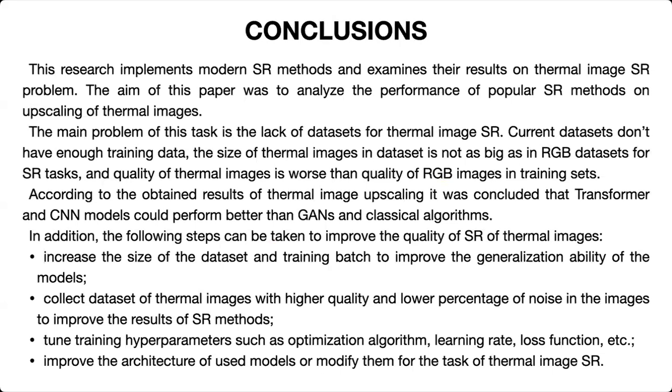According to the obtained results of thermal image upscaling, it was concluded that transformer and CNN models could perform better than GANs and classic algorithms. In addition, the following steps can be taken to improve the quality of the super-resolution of thermal images.